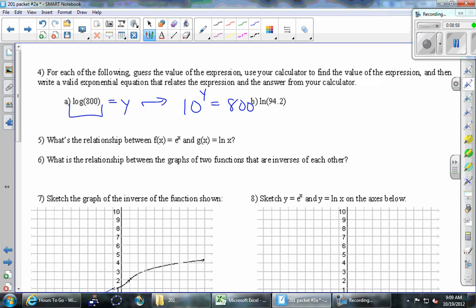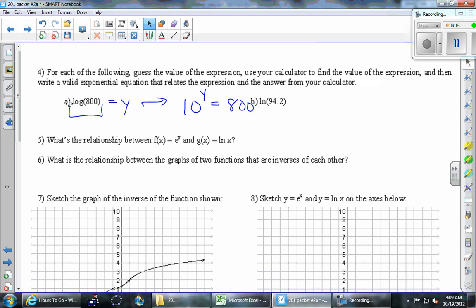Okay, it feels like it's going to be closer to which one? Yeah, I mean 100 versus 1,000 and 800 is a lot closer. Now, it's not a linear thing, so you can't just always say, but 800 is pretty darn close to 1,000. So I'm expecting something near 3, and so on the calculator.